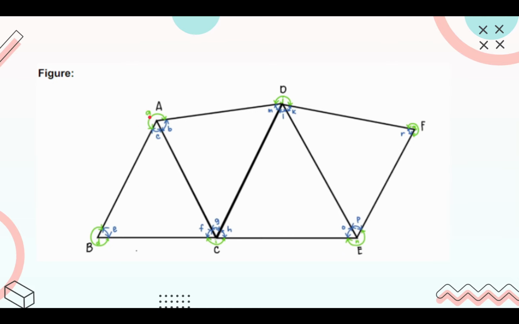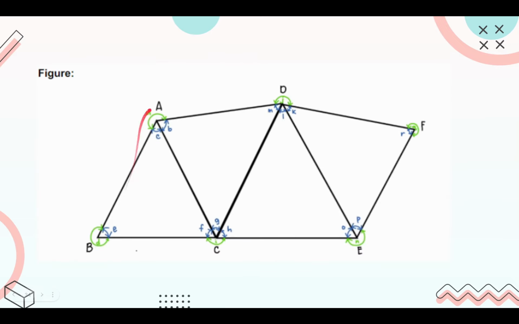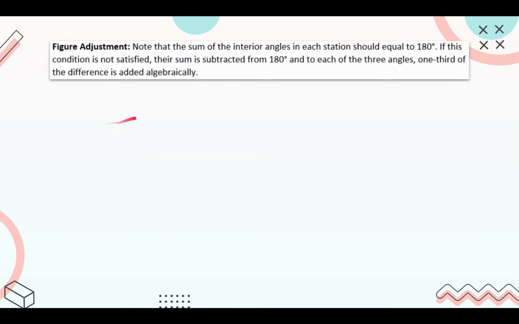So you may call it triangle ABC or triangle BCA or CBA, as long as it coincides with the label that you placed or that was provided on the table. So if this is triangle CBA, then you can also call this triangle CBA. For figure adjustment, we must take note that the sum of the interior angles in each triangle should equate to 180 degrees. If this is not satisfied, then we will do the adjustment.